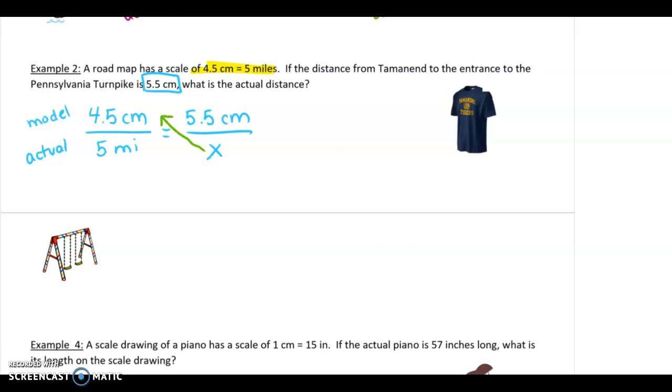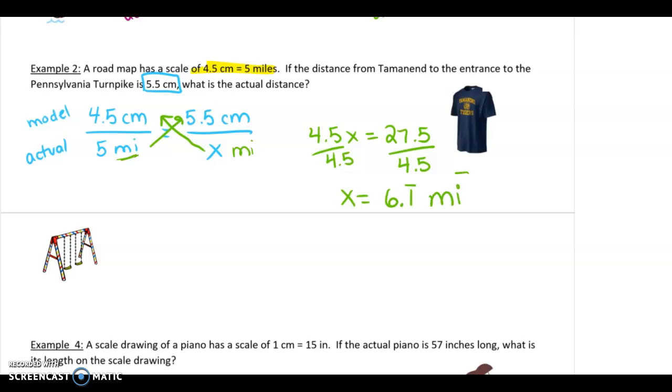Cross multiply, you get 4.5x is equal to 5 times 5.5, which gives me 27.5. I want to get x by itself, so I'm going to divide both sides by 4.5. So 27.5 divided by 4.5 gives me 6.1 repeating miles, because that's what I'm missing. My denominator is miles.